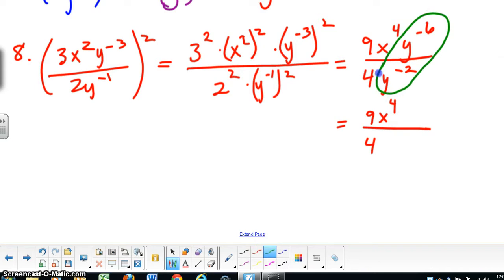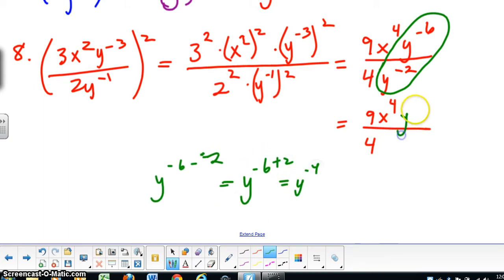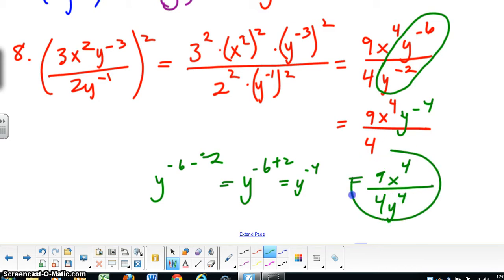And we know that if we have anything in common, here we have the same base, we can subtract them. So it would be a y, I'll put this off to the side, negative 6 minus a negative 2. So that's a minus sign, by the way. And so 2 negatives make a positive, so it would be a negative 6 plus 2, and you get y to the negative 4. So that's what should go right here. But like I said, no negative exponents, so it would be 9 x to the 4th over 4 y to the 4th for your final answer. Okay, and then one last one before we're done here.